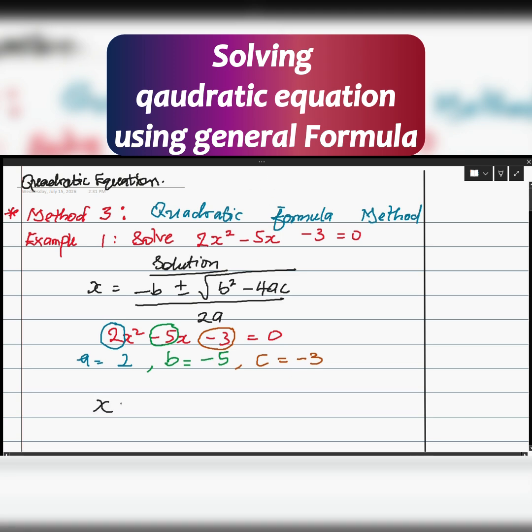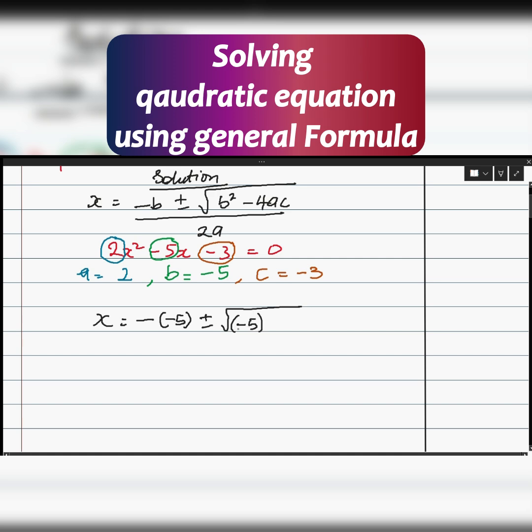We have x equals, b is minus 5, not minus b. So I have minus, then I now put my minus 5. Remember, this minus comes with the formula, while the second minus comes with the 5. Then plus or minus the square root of minus 5 all squared.